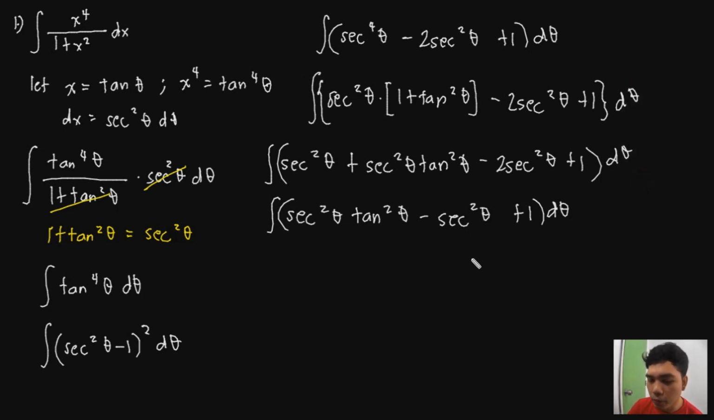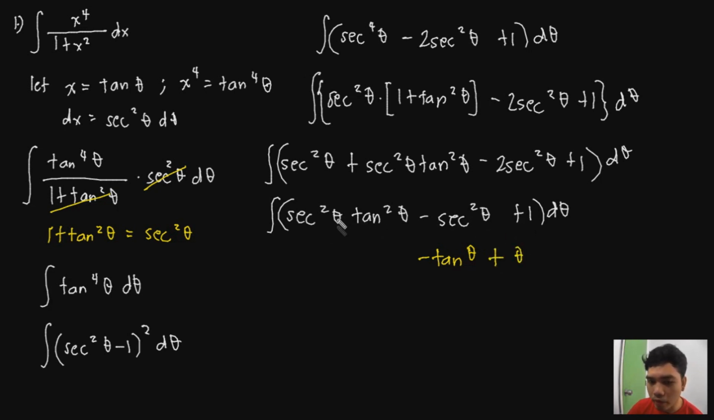So, di ba, secant squared theta is the exact derivative of tangent theta. Therefore, the antiderivative would be tangent theta. And then this plus 1 would be plus theta.